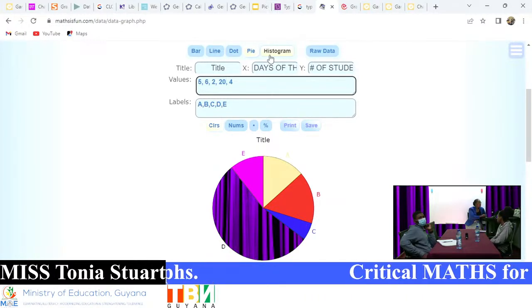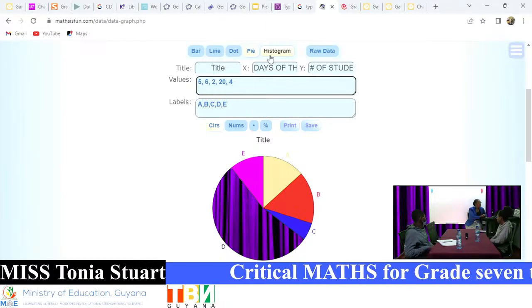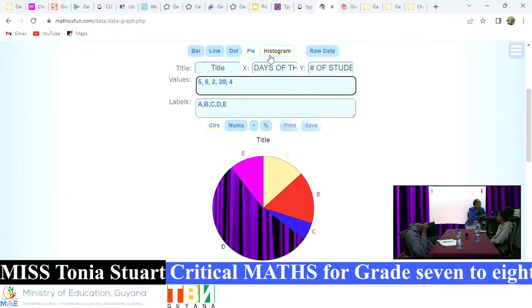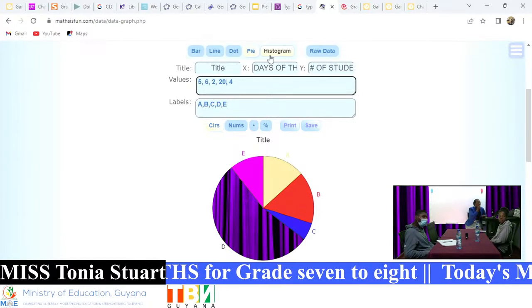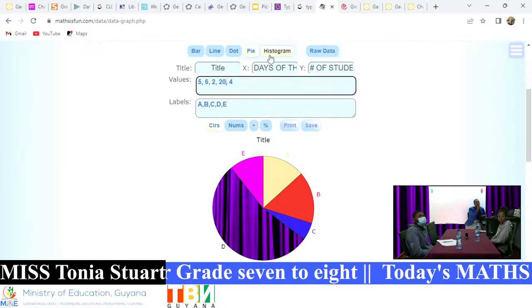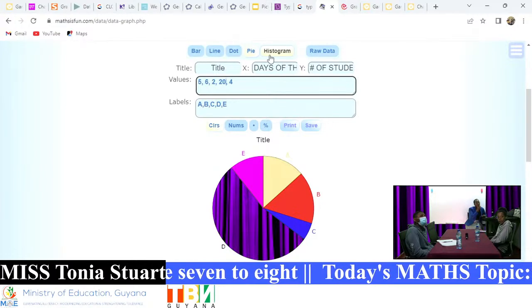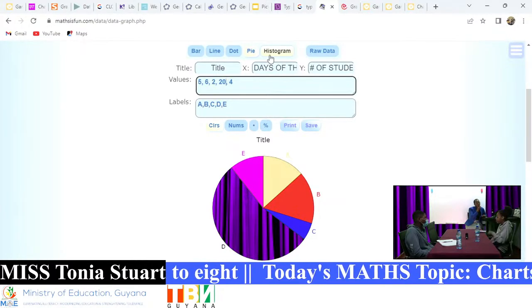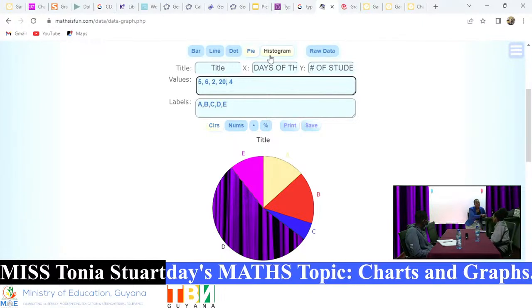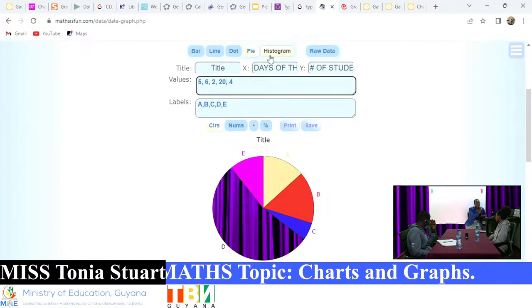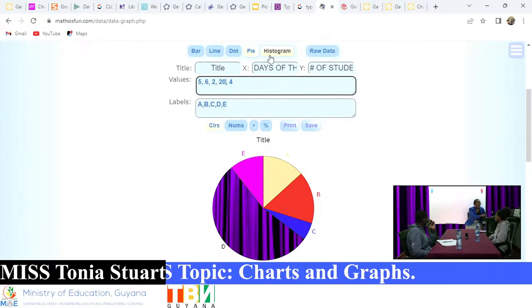Which color is above 50%? Green. And what do we mean by 50%? More than half. It's half or more, right? Because I asked for more than 50%.